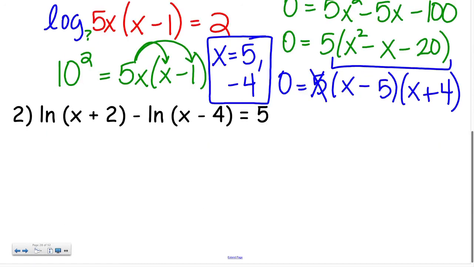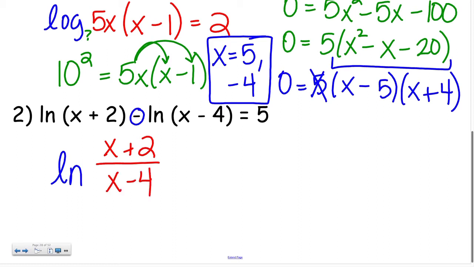Okay. Number 2. So even though it's a natural log, I'm still going to condense it like I would anything else. So I'm going to go from 2 natural logs down to 1. And I've got subtraction, so that means I need to divide. So x plus 2 over x minus 4 equals 5. Now we're going to rewrite it. So whenever I see a natural log, I'm going to rewrite it using e, because of that log base e. So I've got e to the 5th equals this whole thing.